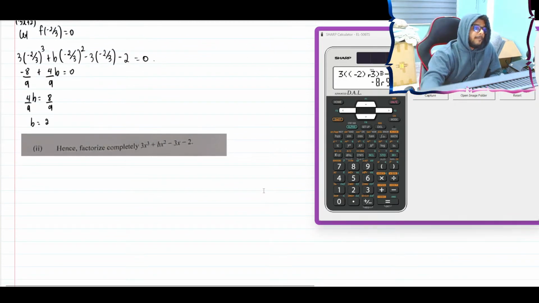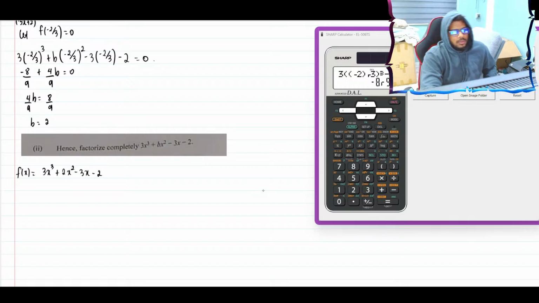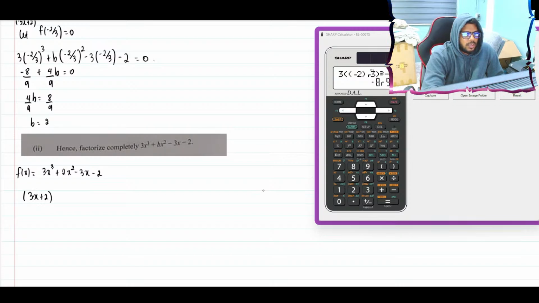Factorize completely. We know that f(x) is 3x cubed plus 2x squared minus 3x minus 2. To factorize this completely, I can do one of two things: use synthetic division, or do long division. Most of you might do the long division way, so I will do that. Long division will allow us to get the quadratic and then factorize that quadratic if possible. We know that 3x plus 2 is a factor.